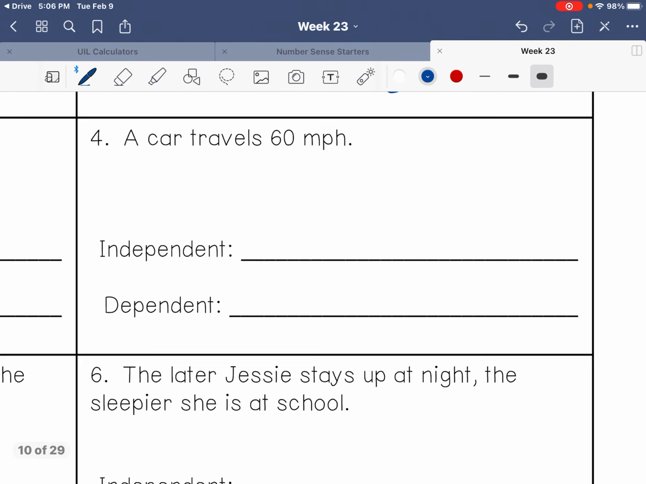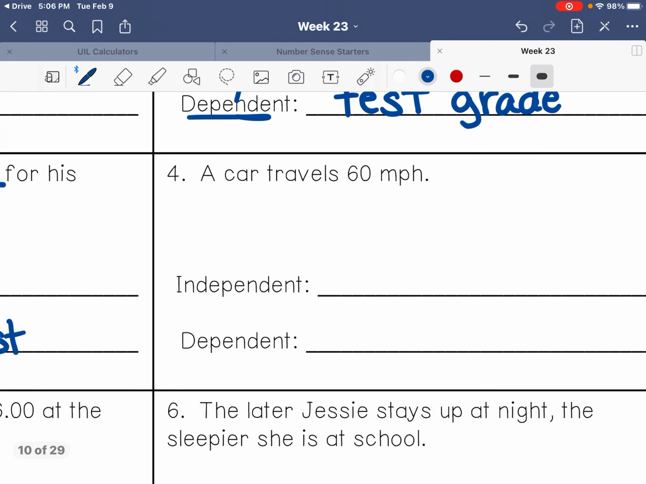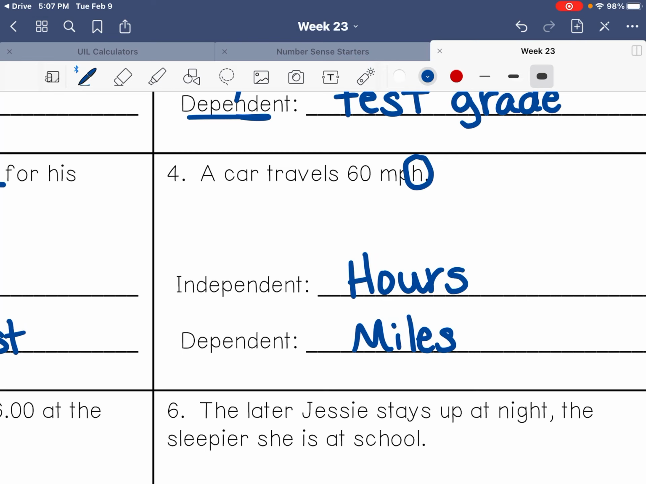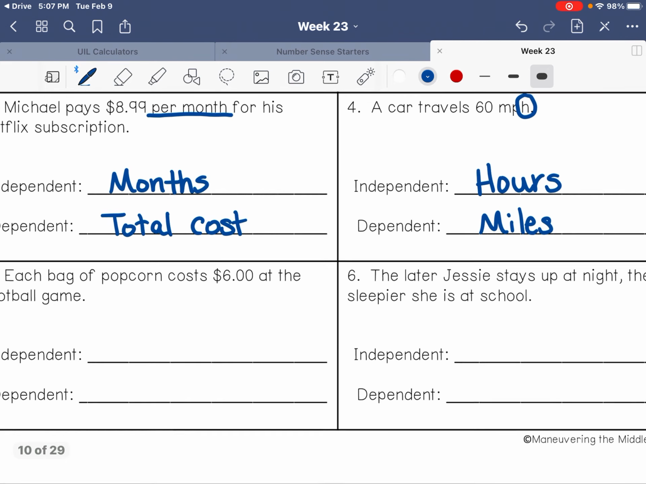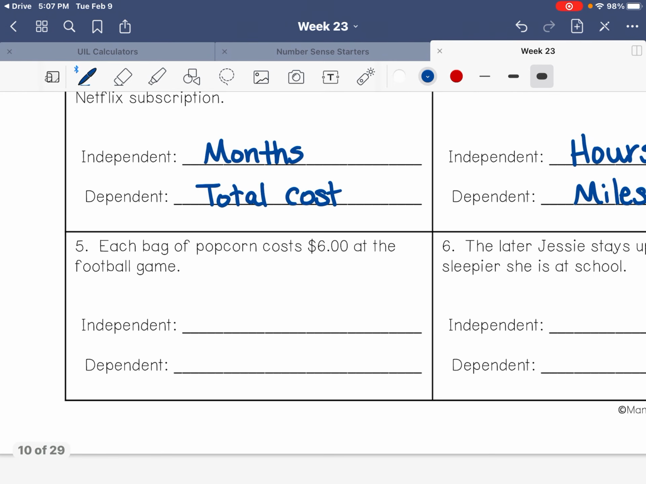Number 4, a car travels 60 miles per hour. Again, there's that hour being a time measurement, and that's almost always your independent variable. If no hours go by, there will be no miles traveled. The number of miles traveled depends on if any hours go by. If time stops, or if he doesn't travel any hours, he won't go any miles.